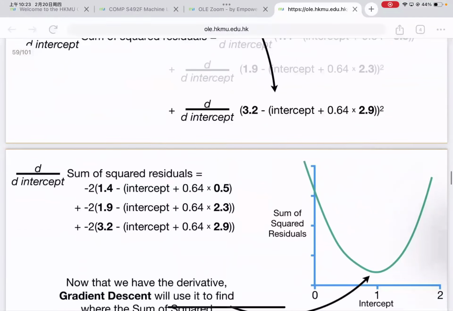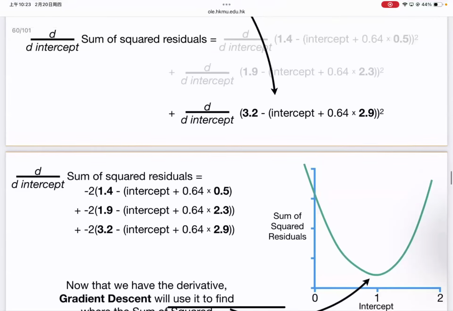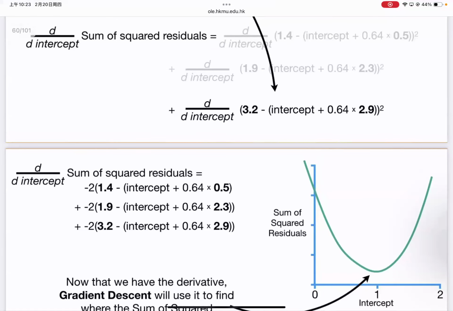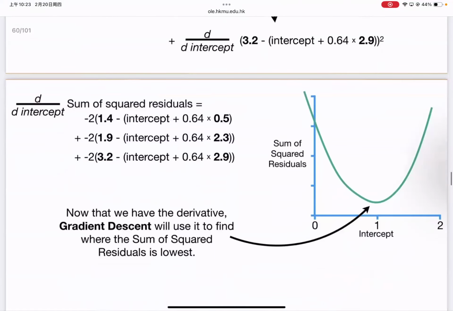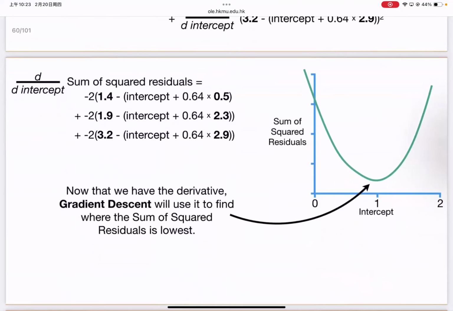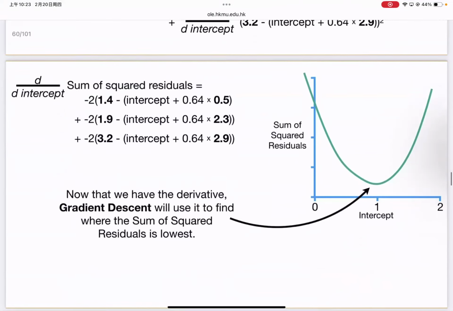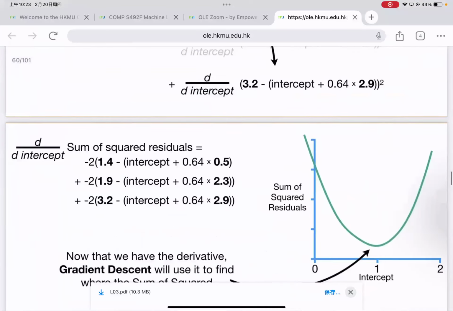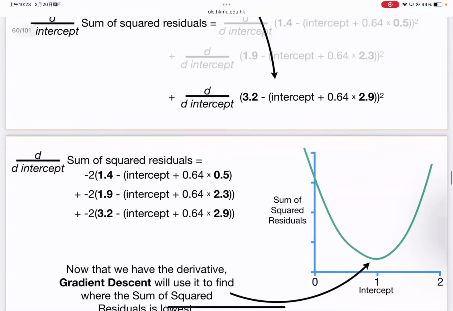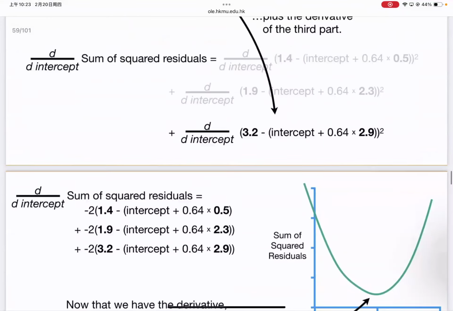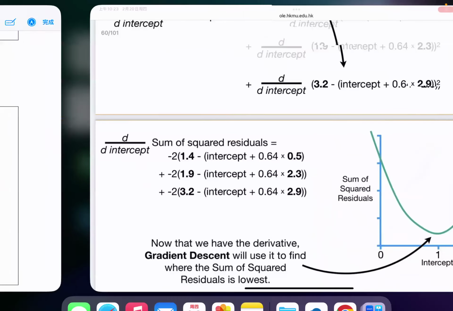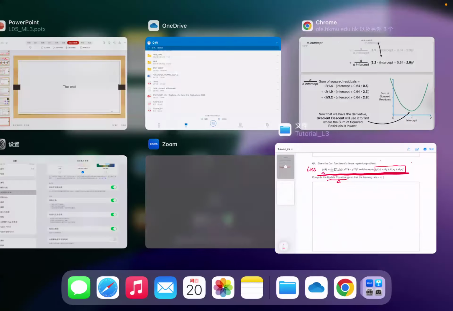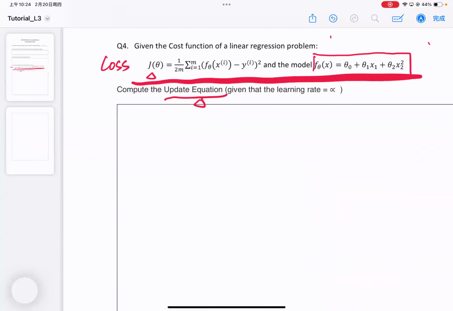Yep. Some students ask why there's a -2 here. Here you can see the sum of squared residuals. Before the sum of squared residuals, they have some factors, like -2. If you don't know that, you can have a look at this procedure. This is because when we are calculating partial derivatives, the formula, I don't know if you still remember.